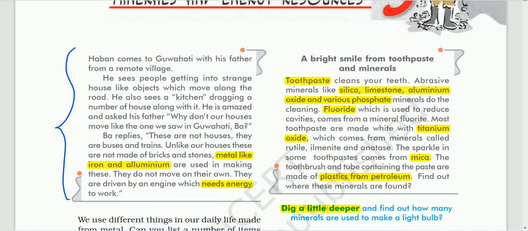So this is the dialogue between Havan and his father. So they visited Guwahati from a remote village, and he wondered about the moving objects in the city Guwahati, and so you may read it, and after that you will find that the underlying idea of the dialogue is about the importance of minerals and energy resources in the day-to-day life.